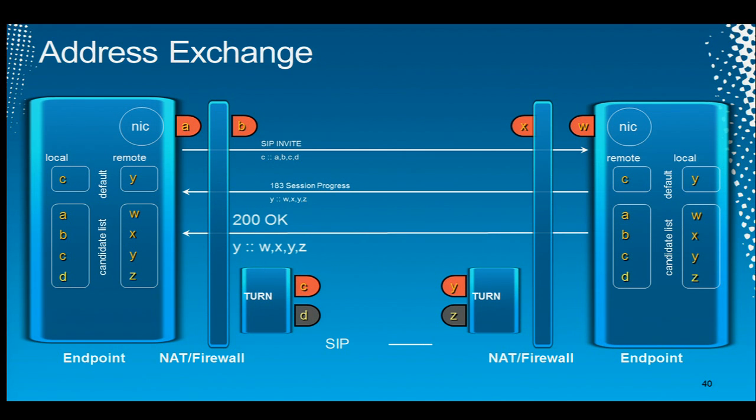Then once it's ready to pick up, and when the callee picks up, it sends back a 200 OK, in this case saying, I've accepted the call, and sends back those candidates. In the meantime, they can figure out which candidates work. So the caller can figure out which candidate they can use to establish a connection with the callee and vice versa.